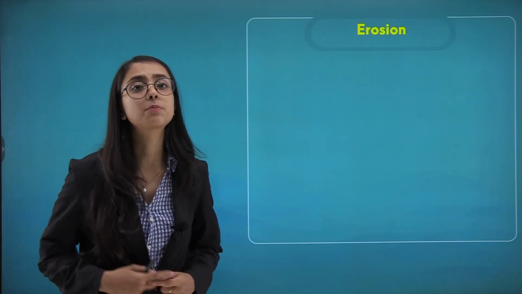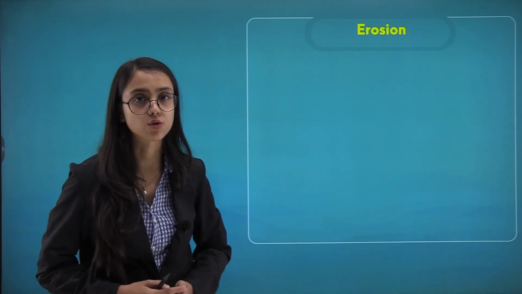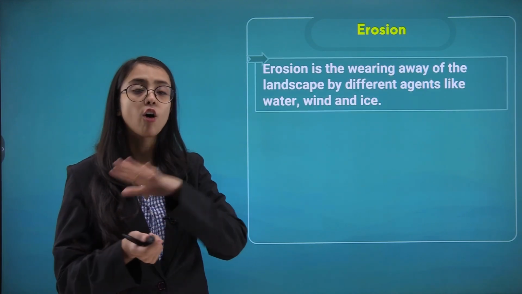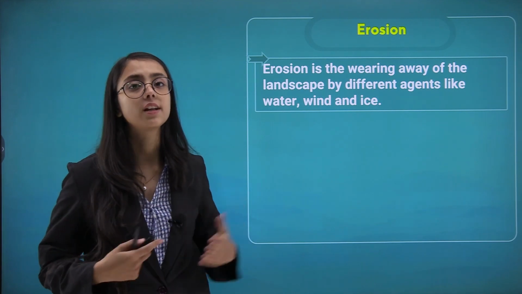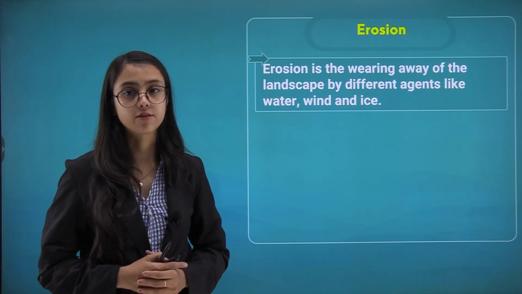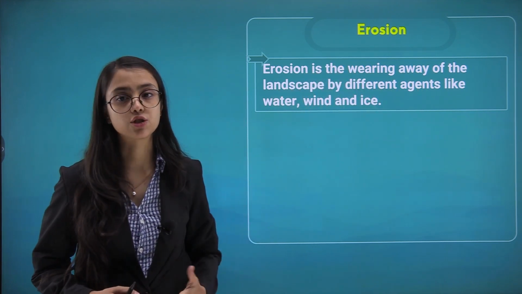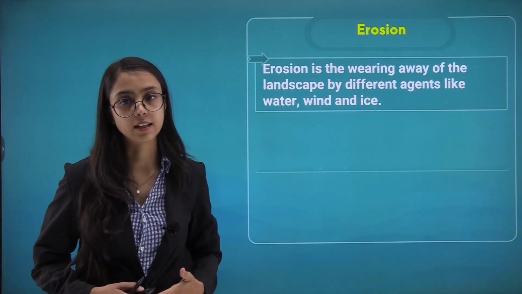Now, another process is the process of erosion. Erosion is the wearing away of the topmost layer of soil which is present on the lithosphere. This is the wearing away of landscape by different agents such as water, wind and ice.